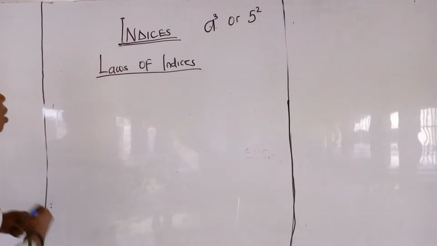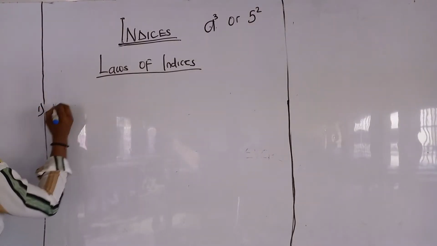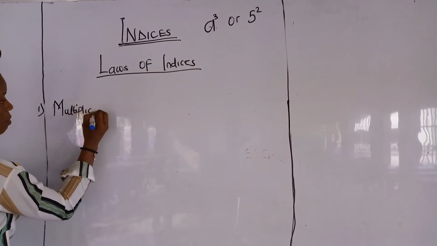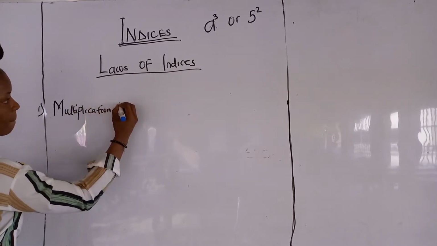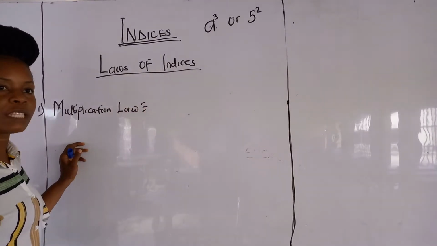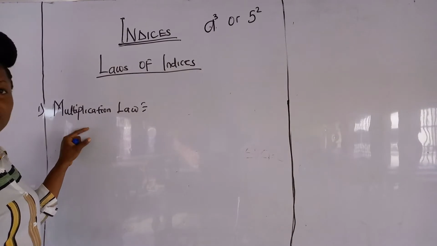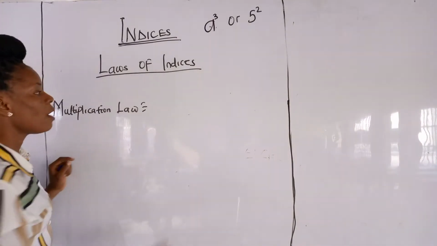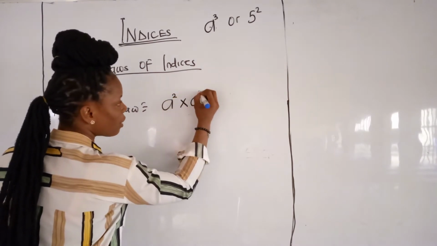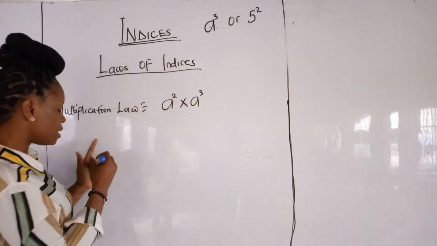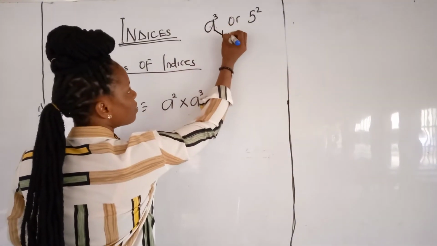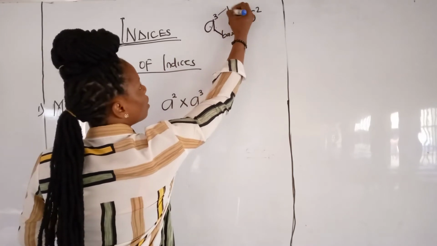So the first law is called the multiplication law. And what does this law state? That when the bases are the same, for example, if you have a squared times a cubed, you notice the bases are the same. Please, this is called the base. And this is called what? The power.